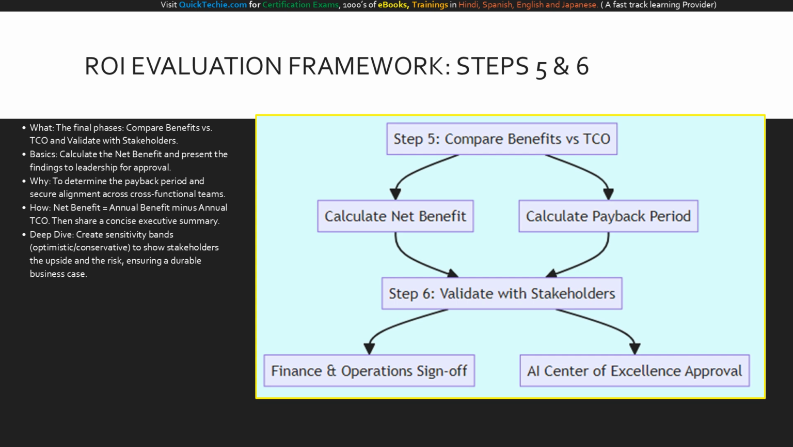This flowchart emphasizes that deploying an AI solution is an enterprise-wide decision. By thoroughly evaluating the ROI criteria and total cost of ownership as we've discussed today, you ensure that when you reach this final validation step, your stakeholders will have the data-backed confidence required to approve the deployment.